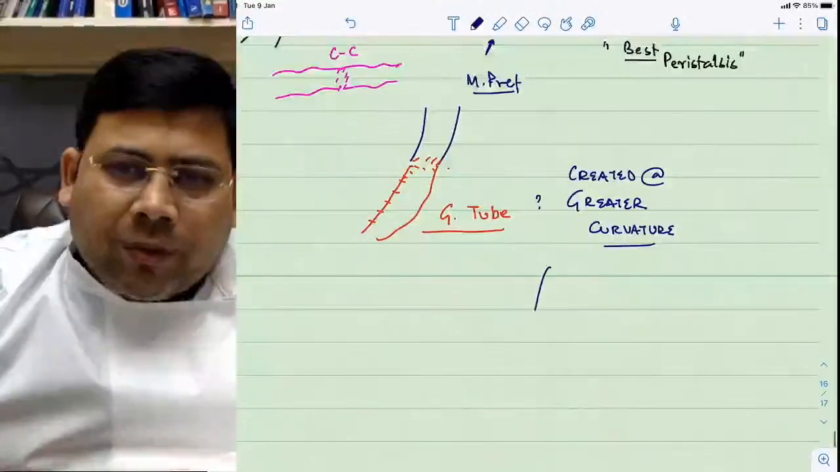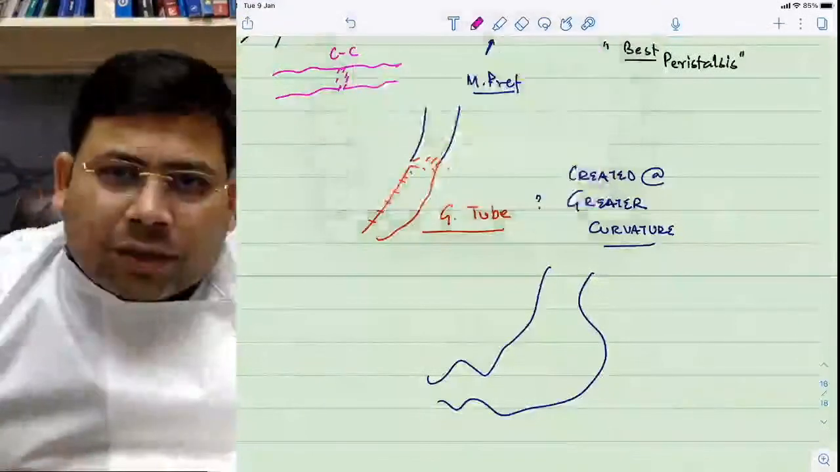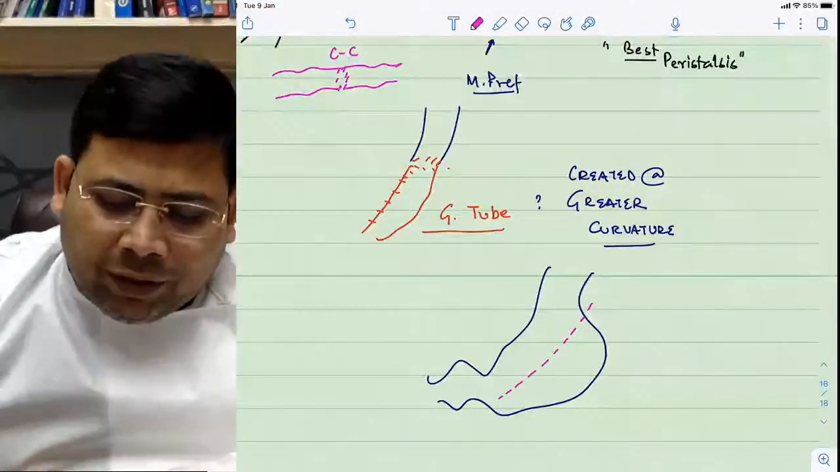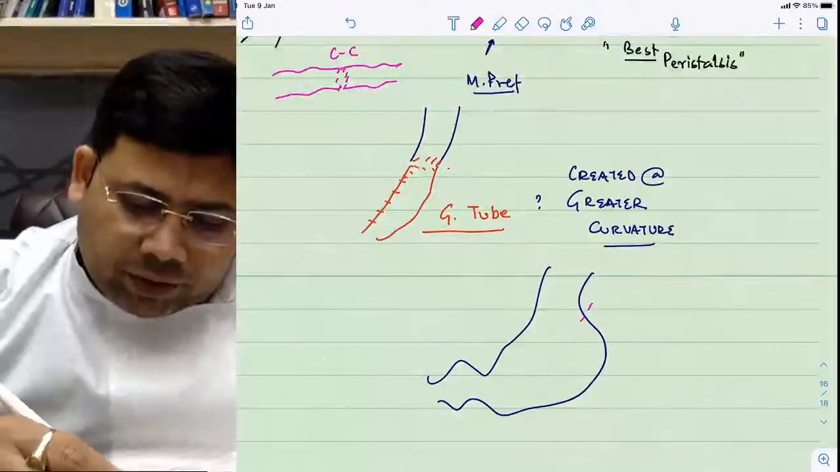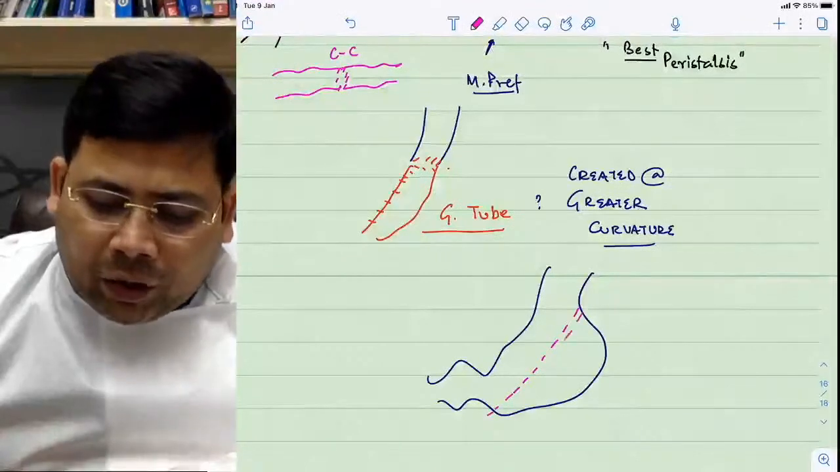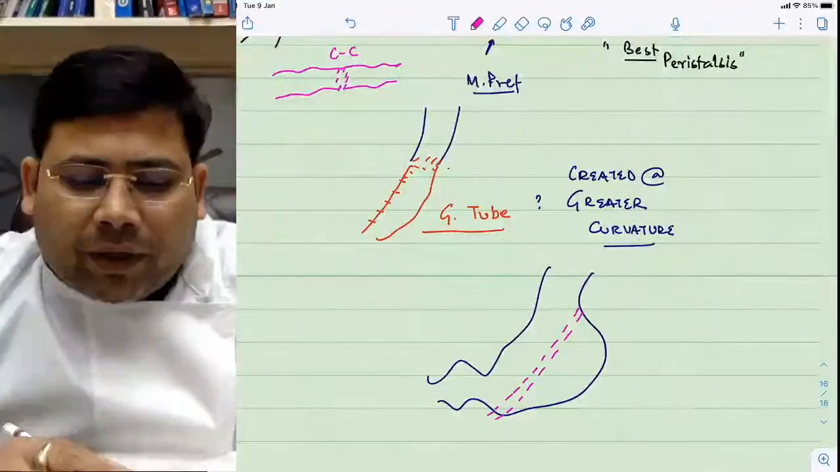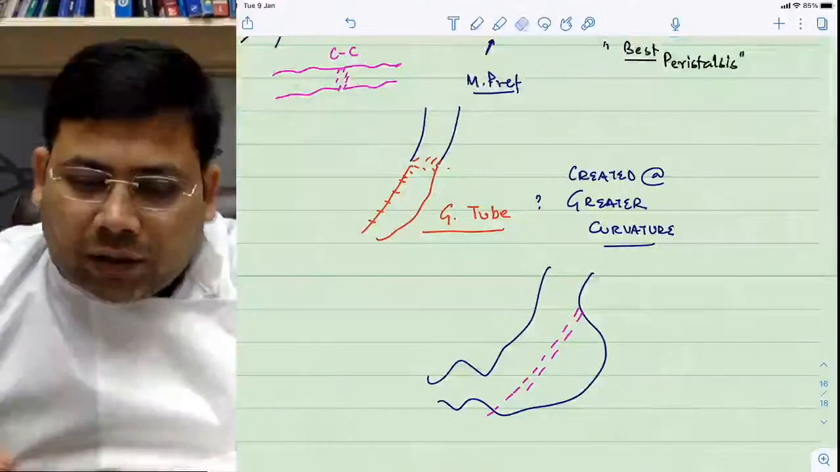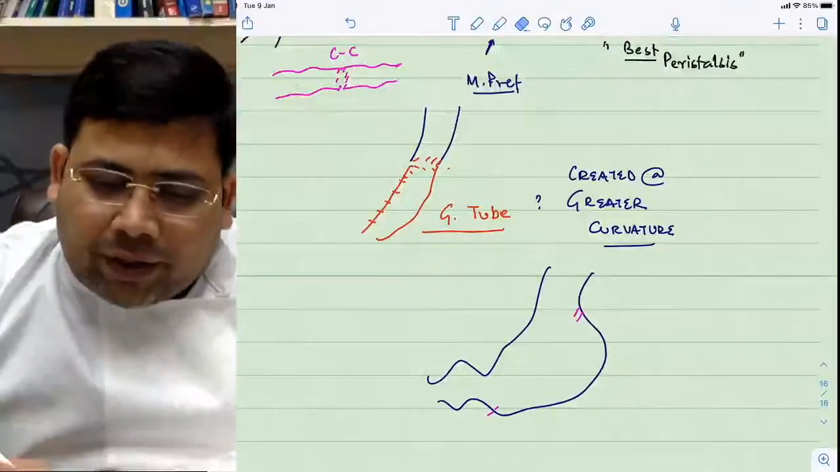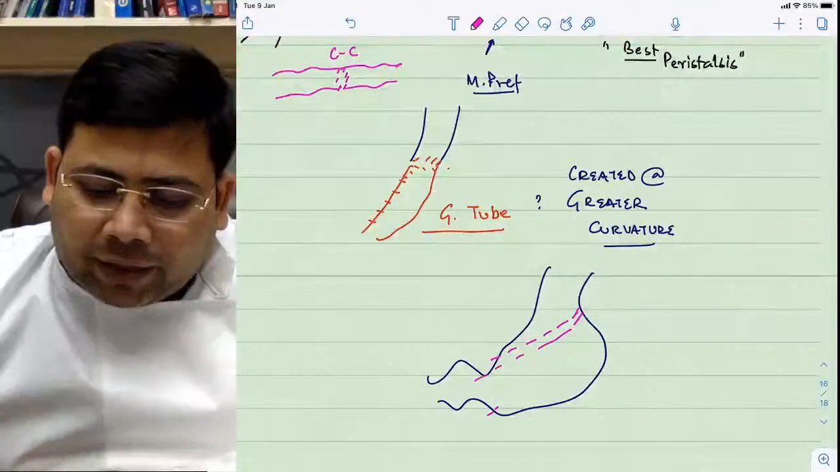How do you do it? Like, you must have seen, we do a sleeve gastrectomy. Similarly, you start firing. In this case, you fire the stapler along the greater curvature, not along the lesser curvature. And this is how you create a gastric tube. So ultimately, the staple line will be like this.